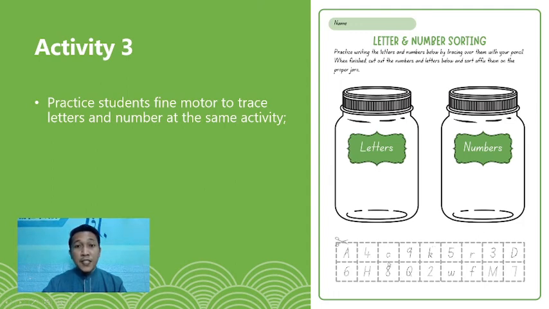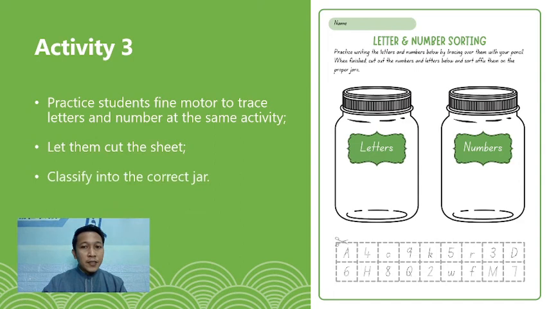After that, they will classify which ones are letters and which ones are numbers. Letters should be put in the correct jar labeled by letters here, and numbers should be put in the correct jar labeled by numbers here. By classifying the correct numbers and letters into the correct jars, it will promote students' analytical skills. So besides learning letters and numbers, they will also train their analytical skills.